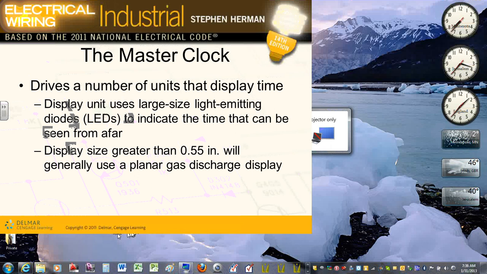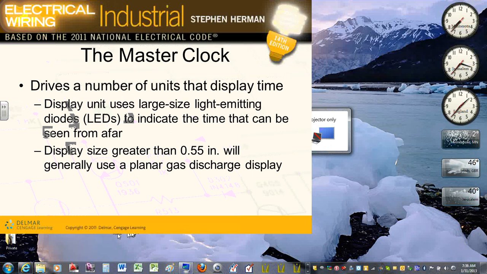The master clock system, guys, that we're going to have display time. The display units, you're going to look at them in a second here. They call them display units. There's a master clock that receives the signal from the satellite, sends the signal internally into the building. Two different units that display the light, and these units have to be located typically in public areas for people. So what they use there is the display units. They have large size LEDs to indicate the time that can be seen from a far distance.